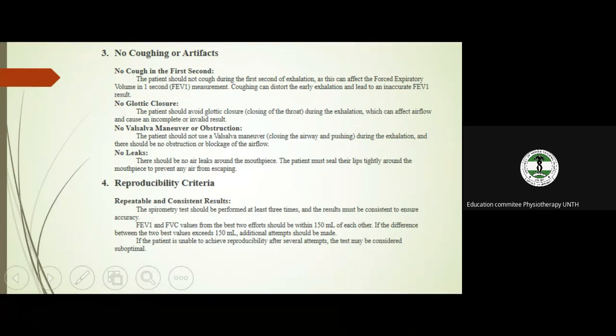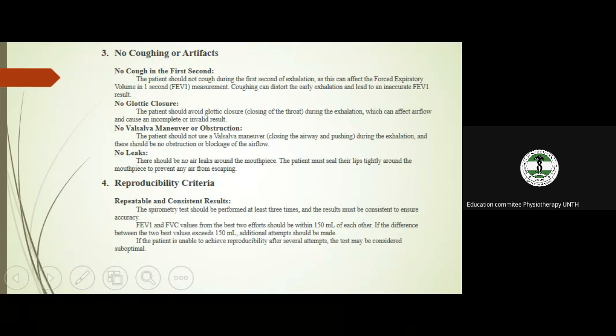And there should be no leak. Some of them, we tell them to put their lips around the mouthpiece. Some of them will just put it like this, they will not put it inside. The lips should be sealed around the mouthpiece. So all those things are what you should watch out for, so that you get an acceptable result.